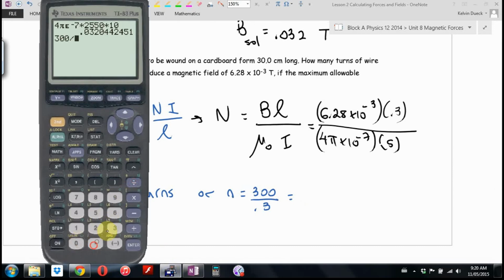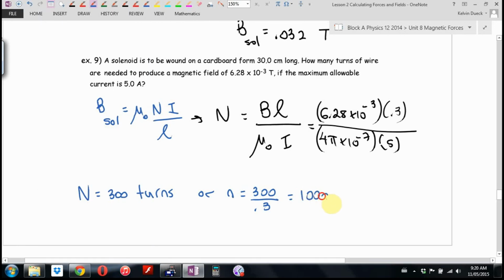You would need a solenoid with a rating of 1,000 turns per meter. That's the difference between it. So 300 turns for a 30 centimeter long wire, or you would say to the factory, look, have you got a solenoid that has 1,000 turns per meter? That's what I need. And if I put that in there with a current of 5 amps, I'll still get my 6.28 times 10 to the negative 3 Tesla magnetic field.